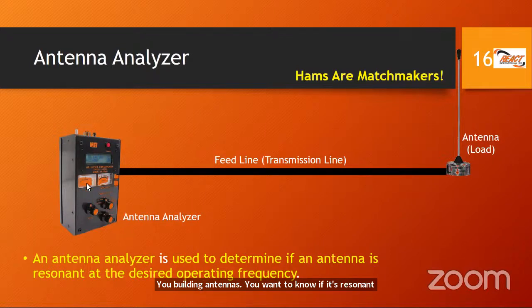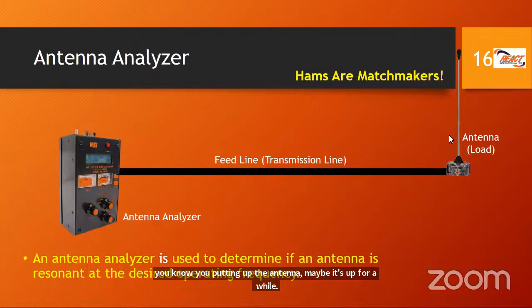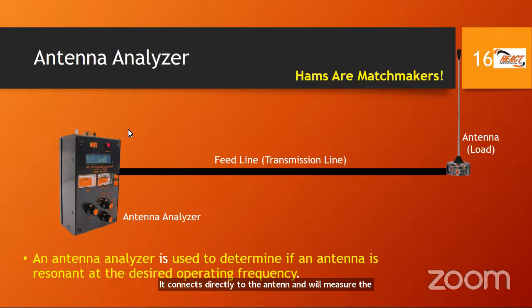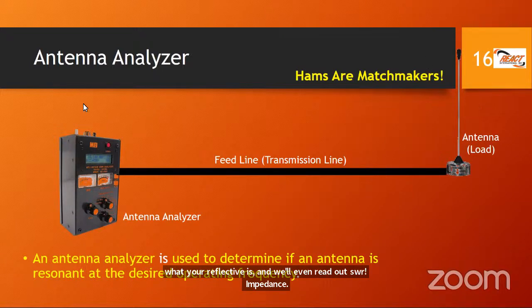And you can use this instrument without a radio. It connects directly to the antenna and will measure the antenna on the feed line and see if it's matched, right? So this is the antenna analyzer, and you connect it to the feed line or the transmission line to the antenna. And it has its own little frequency generator. What it does, it generates a little frequency, just like your radio would, sends it down the line, sees what the reflection is, and will even read out SWR, impedance. It does quite a lot of calculations inside of there. Tells you a lot about your line and antenna match, right?